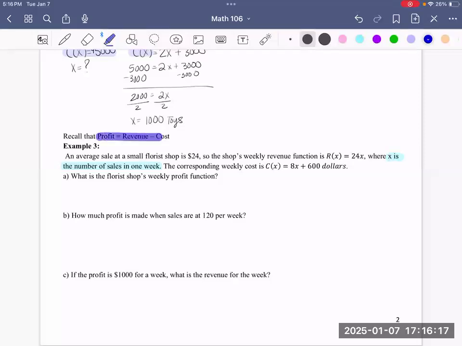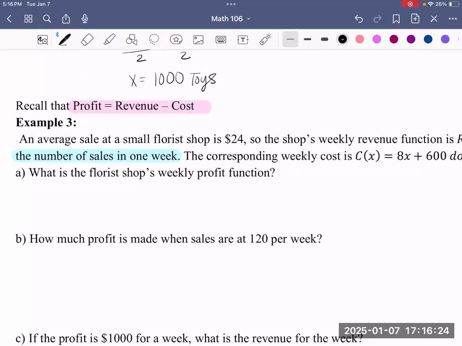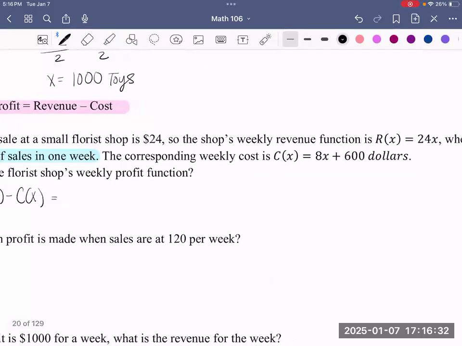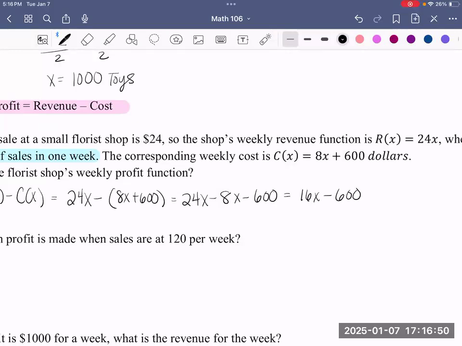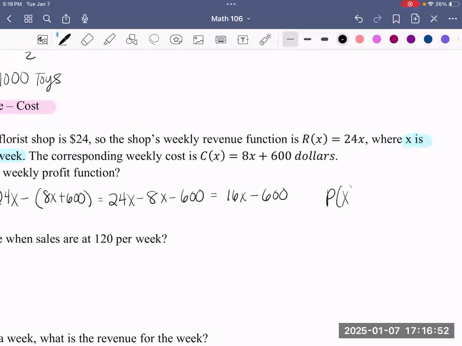Well, we know that profit is revenue minus cost. So we'll just say P of x is equal to R of x minus C of x. They gave us everything. They told us that R of x is 24x minus your C of x, which is 8x plus 600. So we get 24x minus 8x minus 600, which is equal to 16x minus 600. So this is your profit equation.